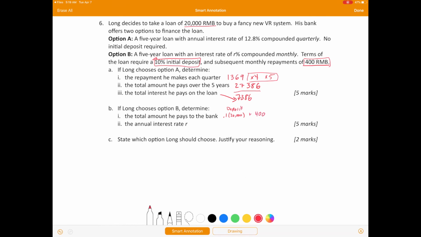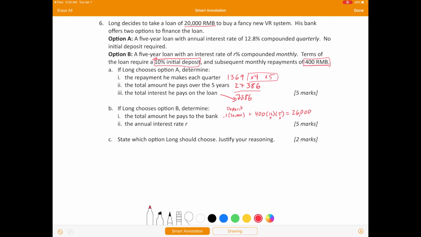And then it says he pays 400 for the next 5 years. So that's monthly, right? So 400 times 12 times 5, so that would be per year, and then 5 years. And we put all that together, we multiply it out, we add it up, and we should get 26,000. Okay, now we're going to use that number. That is the answer to letter I. That's the total amount he pays the bank.